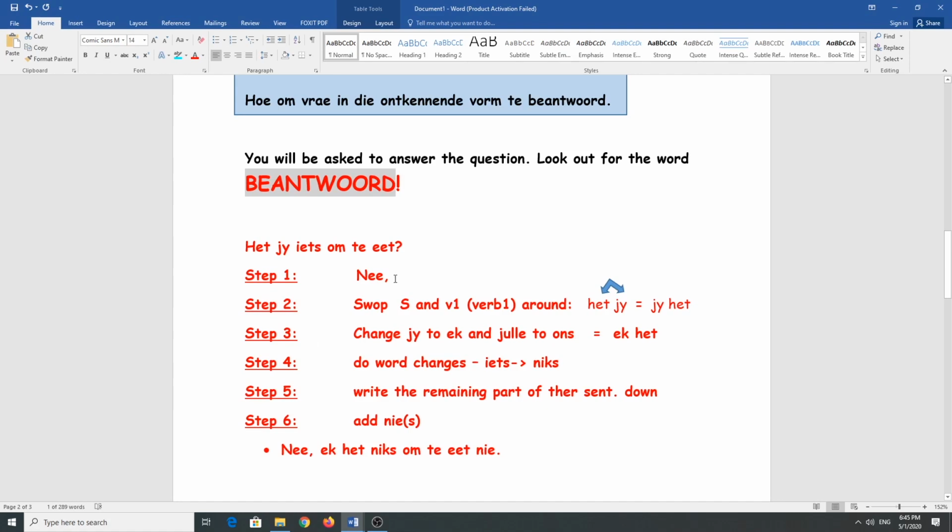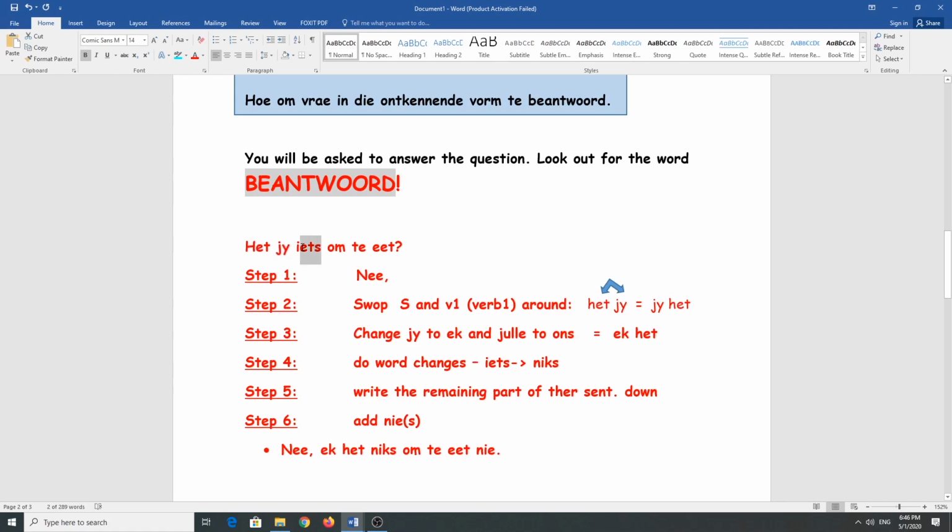The first thing you do is you put the word nee. Then you swap your subject and your verb around. So this het jy here you will swap around so that it becomes jy het. Het jy becomes jy het. Step 3, you're going to change jy to ek. I'm going to deal with this section just after this. You change jy to ek. Ek het. So you've swapped het and jy around and you made it jy het, and now you make it ek het.